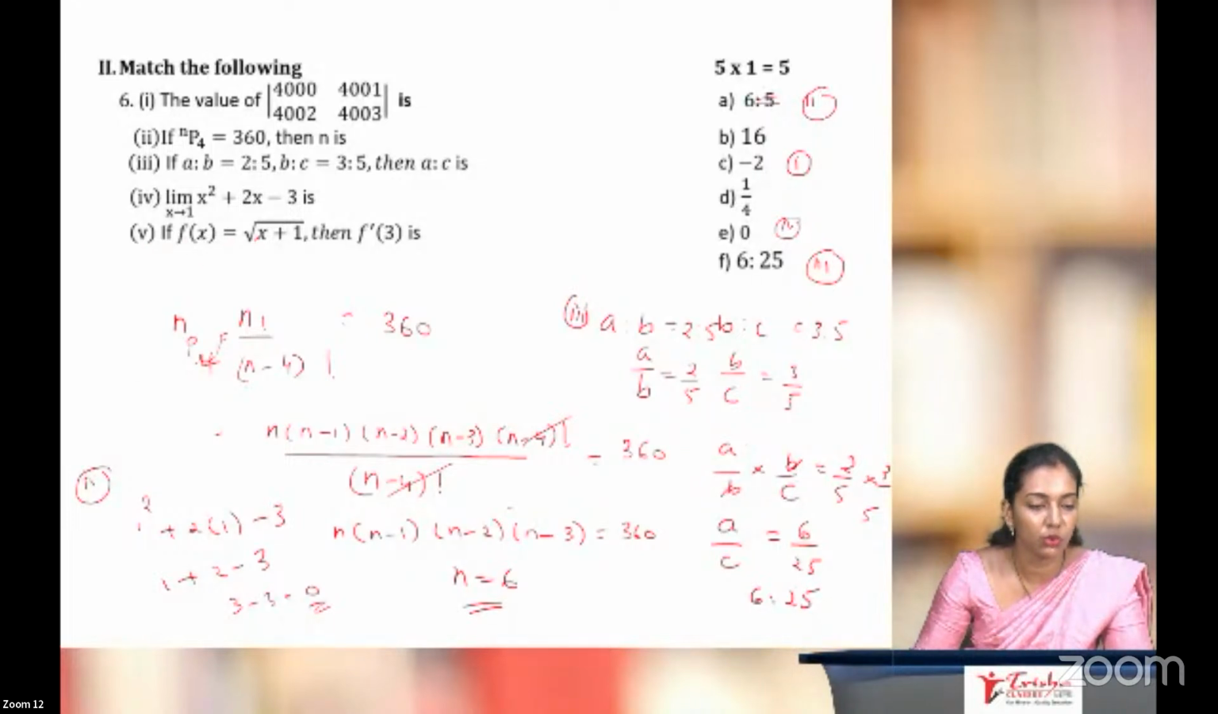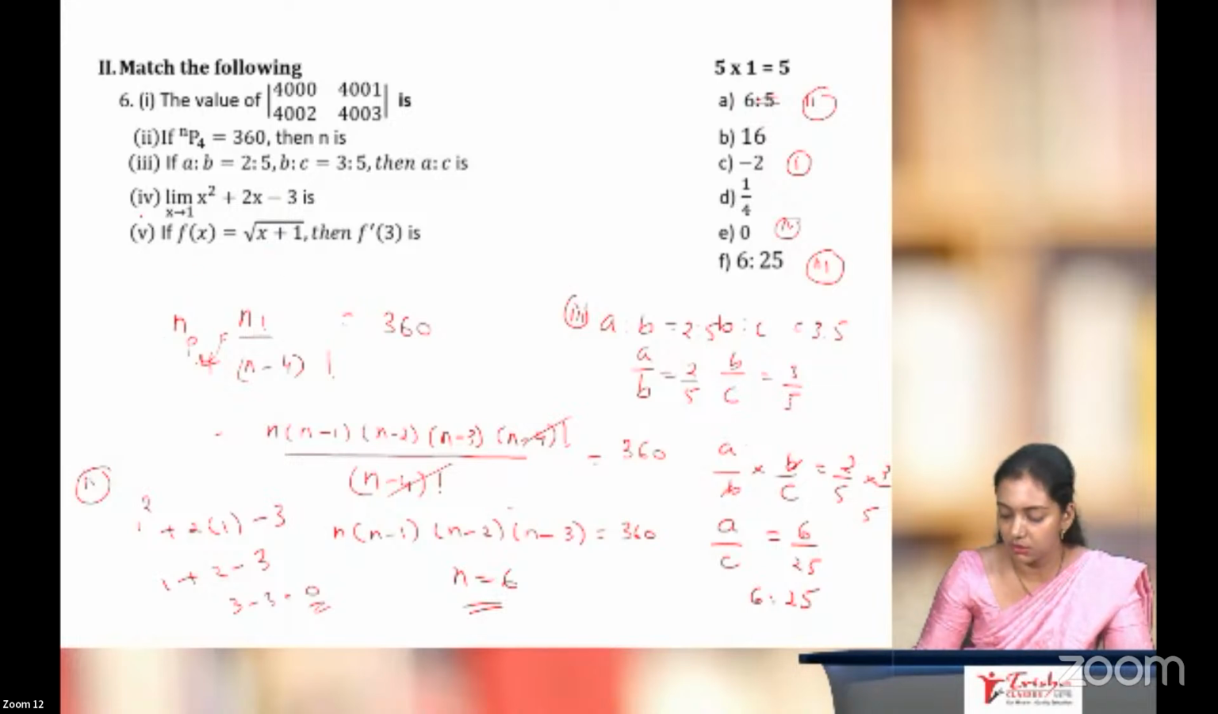If f of x equal to root of x plus 1, then find f dash of 3. So this is a chain rule, right? So you have under the root a function. The function is nothing but of the form x plus 1. So here you have root of a function. Derivative of root of a function is 1 by 2 root of the function.